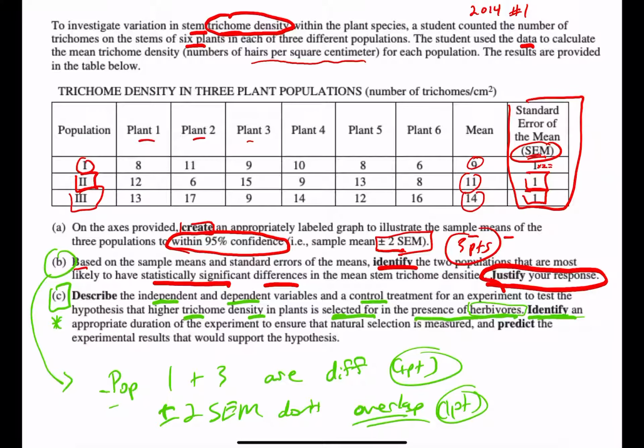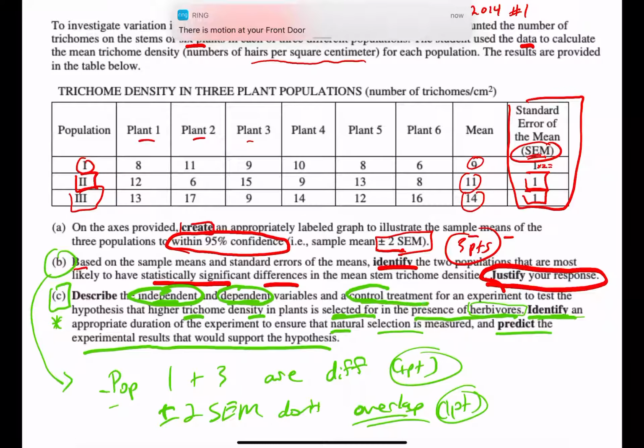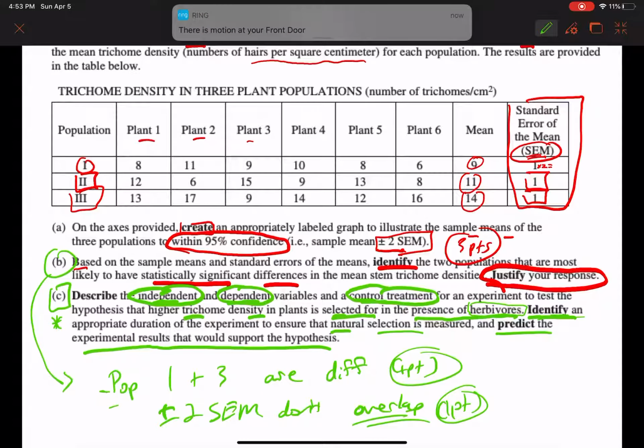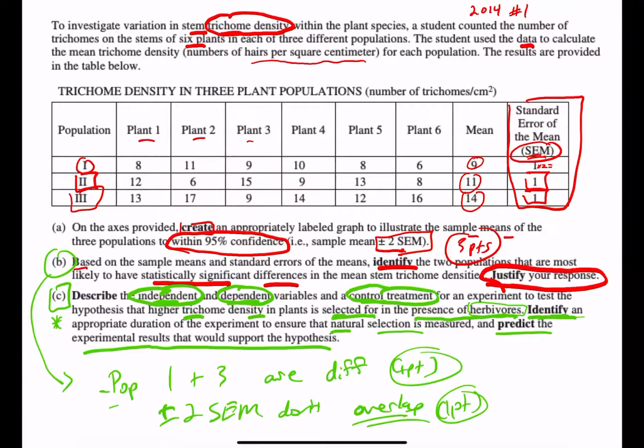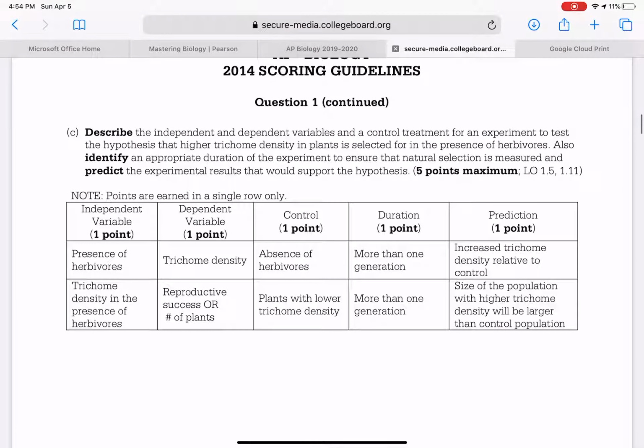Identify an appropriate duration of the experiment to ensure that natural selection is measured and predict the experimental results that would support your hypothesis. So there's a lot going on. So it wants you to identify the independent and dependent variable. So that's going to be 2 points. It wants you to identify a control treatment. And it wants you to test that hypothesis that higher trichome density in plants is selected for. What's a good duration and the predicted experimental results that would support that hypothesis. So to explain this one, I'm just going to go through the rubric on the College Board, just because there's 2 scenarios that can earn you some points.